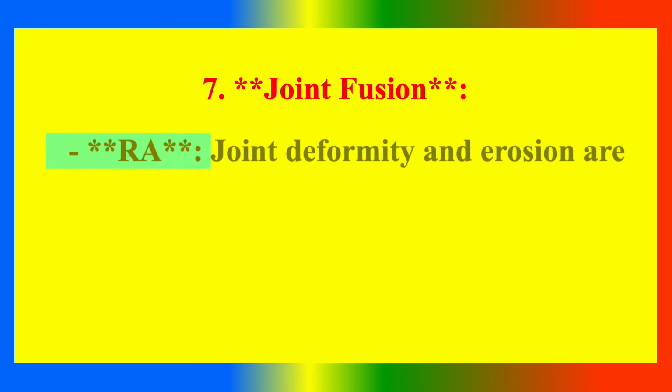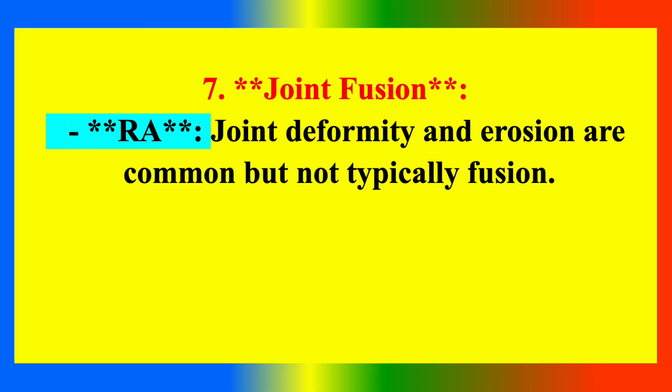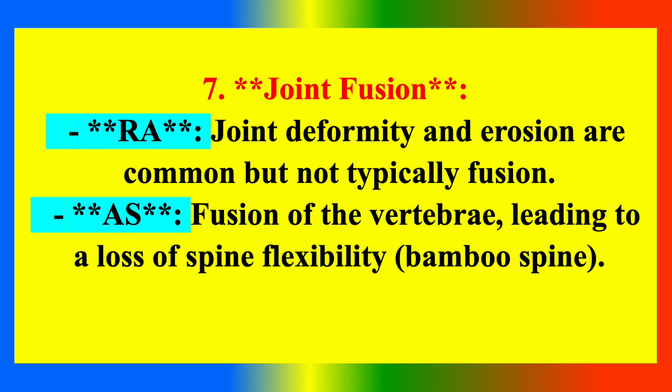Seven, joint fusion. RA: joint deformity and erosion are common but not typically fusion. But AS: fusion of the vertebrae, leading to loss of spine flexibility.